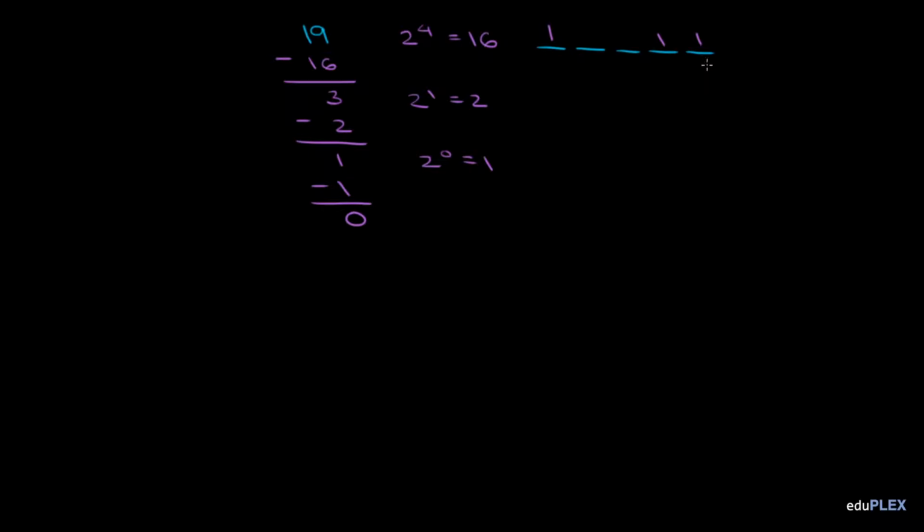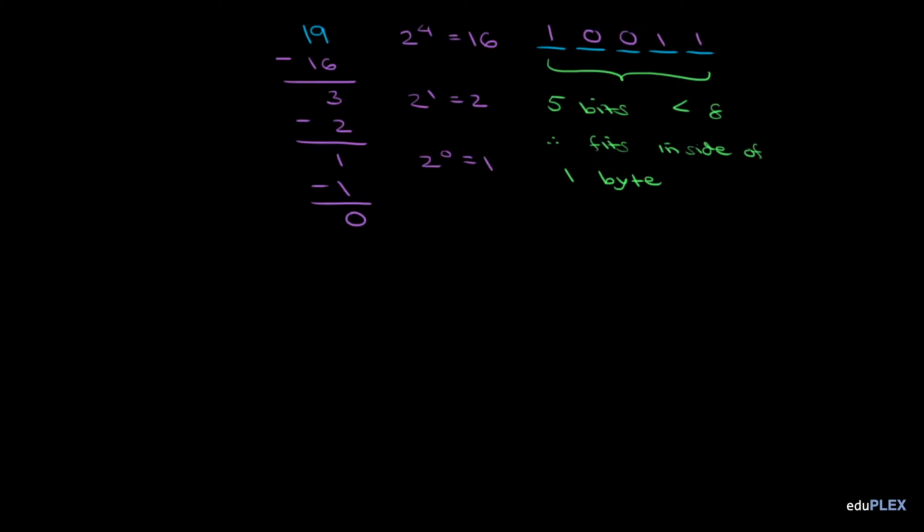So there we go, we have 16 plus 2 plus 1, which is 19, and since we don't want anything else, we put zeros in all the empty spaces, so 19 in binary is 10011. This has 5 spots, so it'll take up 5 bits. 1 byte is 8 bits, so this number will fit inside of 1 byte.